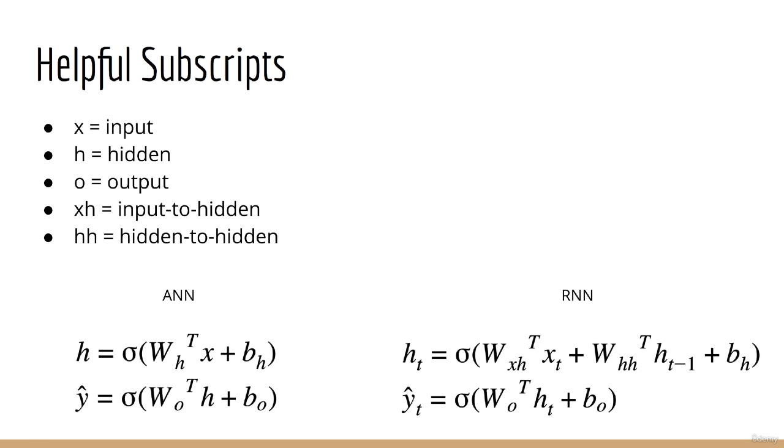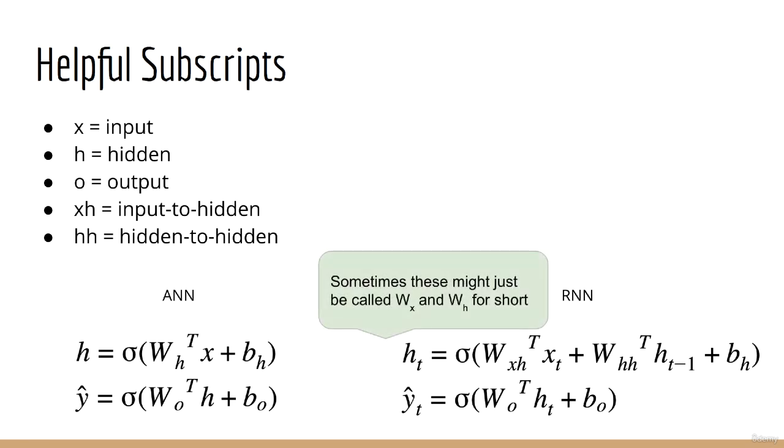It's helpful to name these weight matrices so we don't get them confused later on. Luckily, it's pretty intuitive. The reason we call WXH WXH is because the input is X and the output is H. So we call this the input to hidden weight. The reason we call WHH WHH is because the input is the previous H and the output is the next H. So we call this the hidden to hidden weight. B of H we call the hidden bias. And finally, WO and BO are the output weight and the output bias.